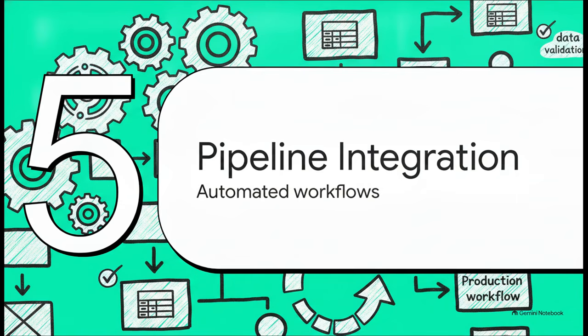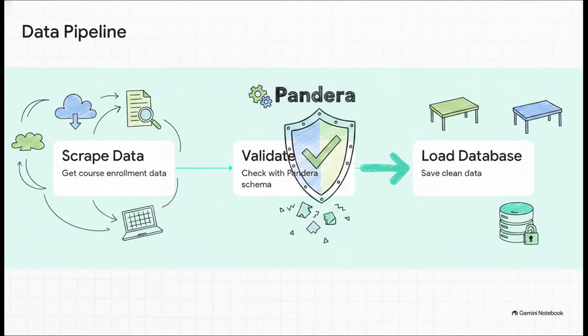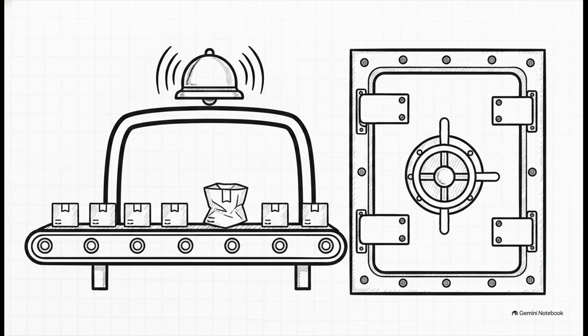Section 5, automated pipeline integration. Let's look at a real-world scenario. Imagine a data engineering team at a company like Uplatz. They run an automated pipeline that scrapes course enrollment data from all sorts of external sources. Before they let that raw, unpredictable data into their pristine production database, they place Pandera right in the middle. They scrape the data, validate the resulting data frame against their strict schema to catch anomalies, and only then do they load it. By integrating validation directly into that automated pipeline, problematic data gets stopped right at the door.